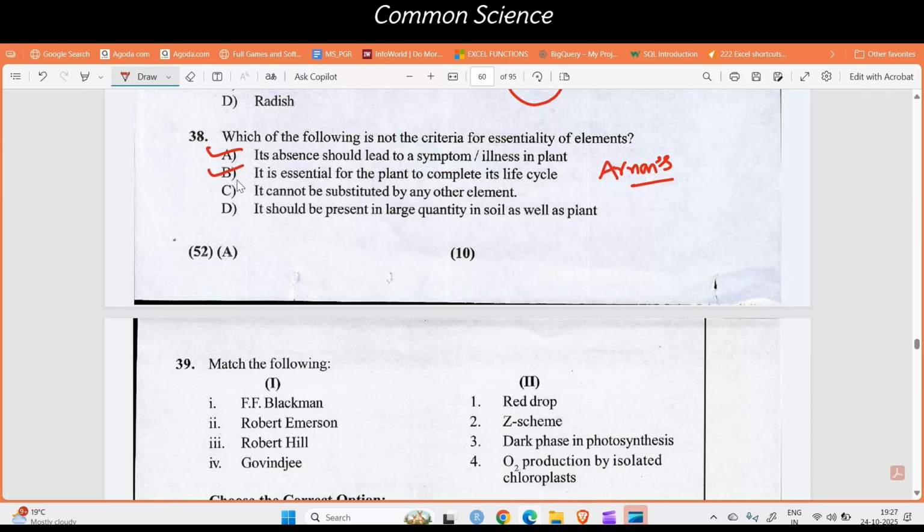Option C says it cannot be substituted by any other element. Yes, then and only then is it essential. Option D says it should be present in large quantity in soils as well as plants. No, this is not the criteria. So option D is the correct answer here.